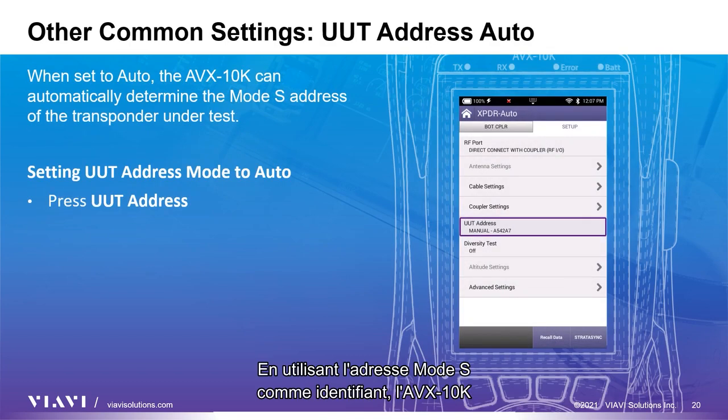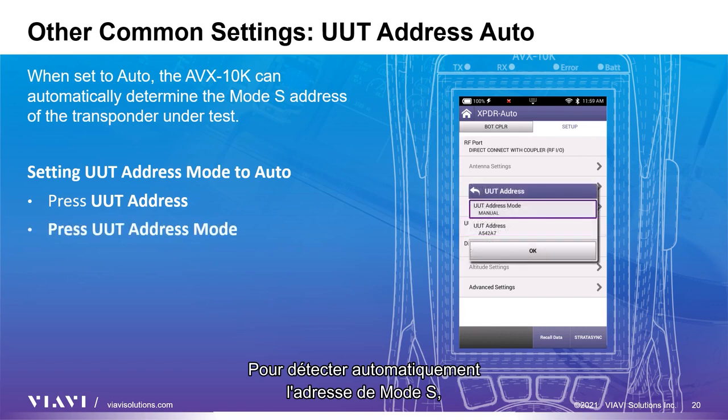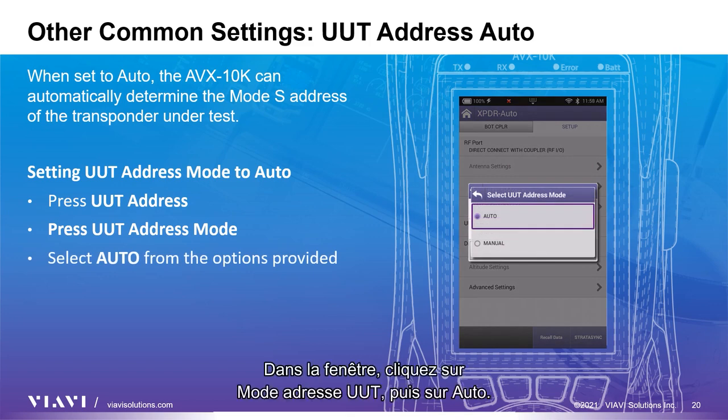Using the mode S address as an identifier, the AVX-10K can automatically determine the mode S address of the transponder under test. In the auto condition, the AVX-10K sends out an all call. The transponder will respond with its mode S address. The AVX-10K will also use the UUT address to save test results by including this information in the name of the test result file. This helps technicians look up and manage reports by aircraft. To automatically detect the mode S address, select the UUT address button. In the pop-up, click the UUT address mode button and then select Auto.